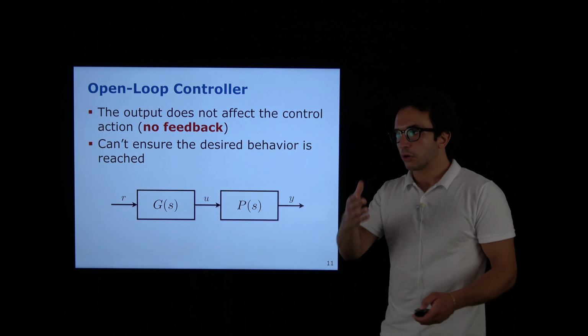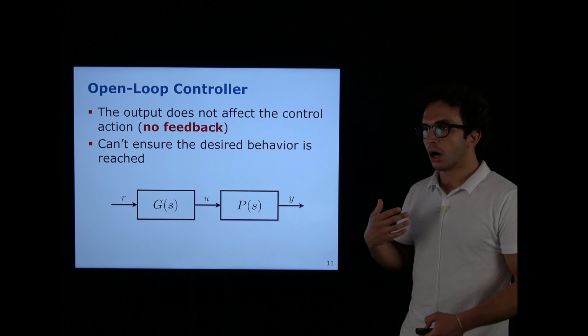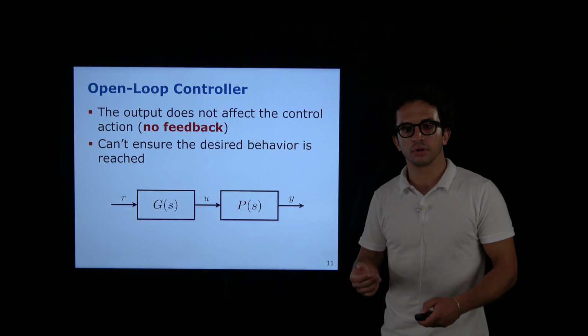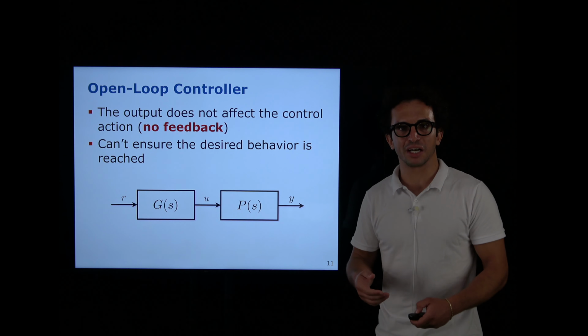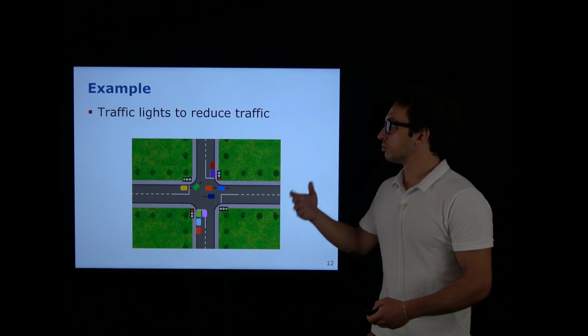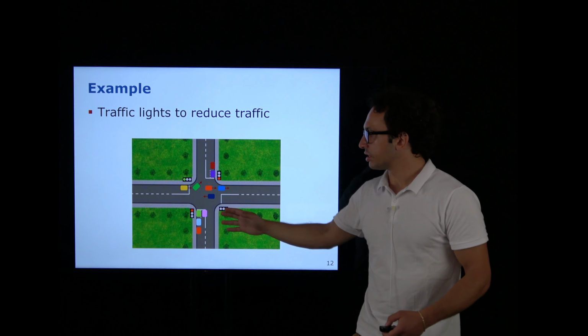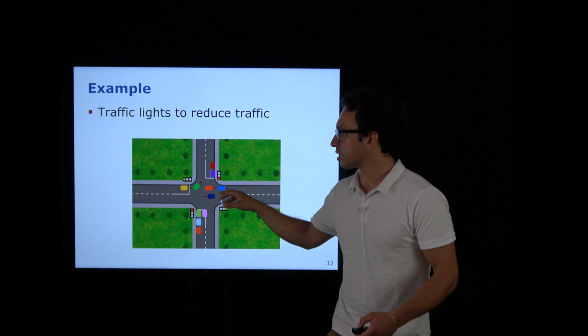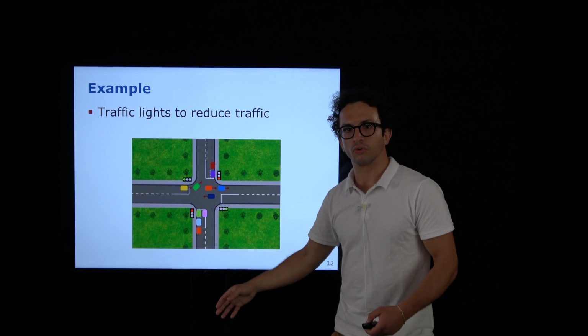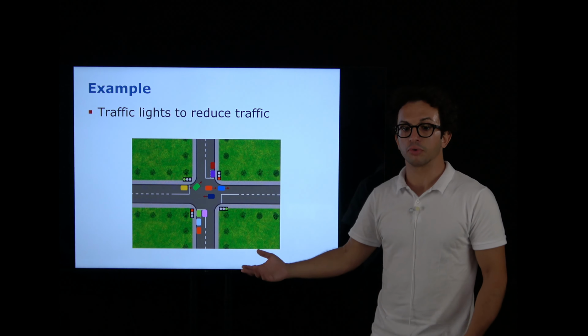I will now give you a more practical example, also more visual and not just by talking about it, which is traffic lights. So we have a crossroad here, and there are some traffic lights, so there are some cars going around and some cars waiting for the traffic light to become green.